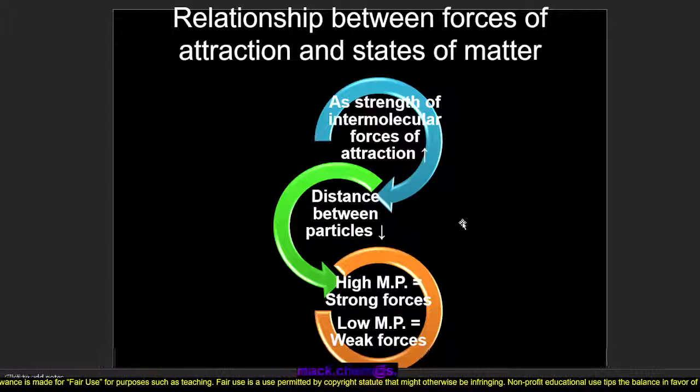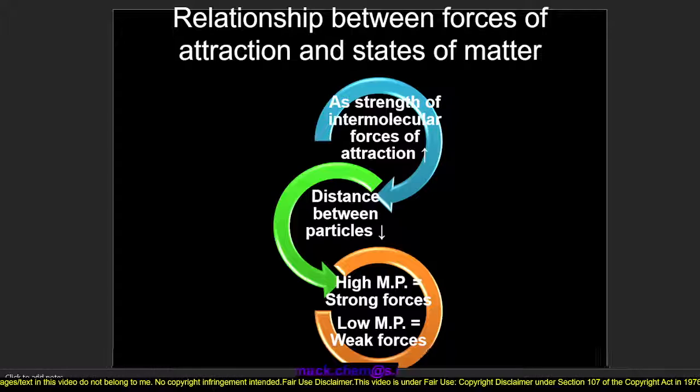So we're talking about the strength of the intermolecular forces of attraction, meaning what happens as the strength of the intermolecular forces in one substance changes, right? As the strength of the intermolecular forces increases, this means it should pull the molecules closer together. As the distance between the particles decreases, this means our melting point should change, meaning that the melting point is a reflection of the physical state of matter. As the distance between the particles decreases, we go from a gas to a liquid to a solid. So our gas should have weak forces of attraction, that is a low melting point, and our solid, which has a high melting point, should indicate that there are strong forces of attraction between the molecules.